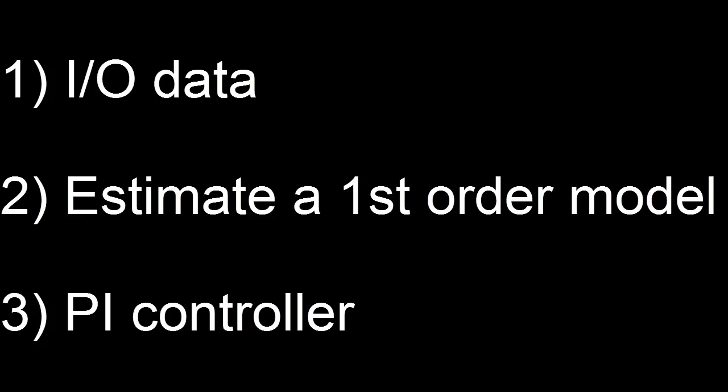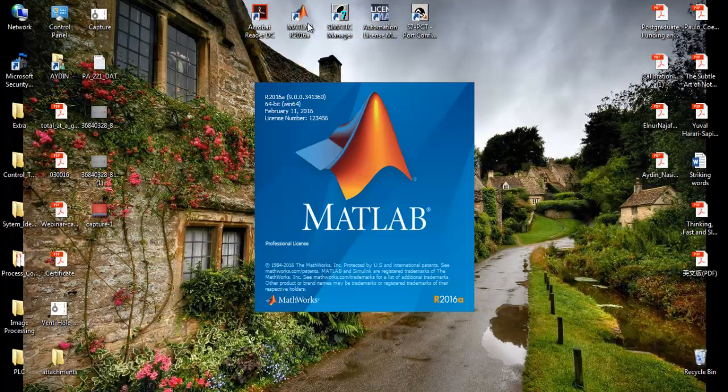Let's assume that you are given a set of data that represents the input and output of a tank application. Using that set, you have to find a first-order transfer function because at the end you are supposed to create a properly tuned PI controller. Let's get started. Start by opening MATLAB on your desktop.